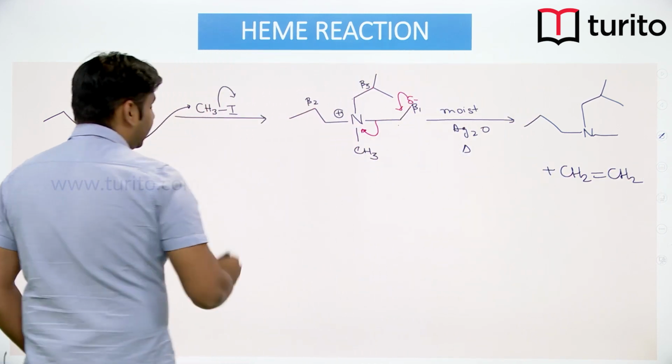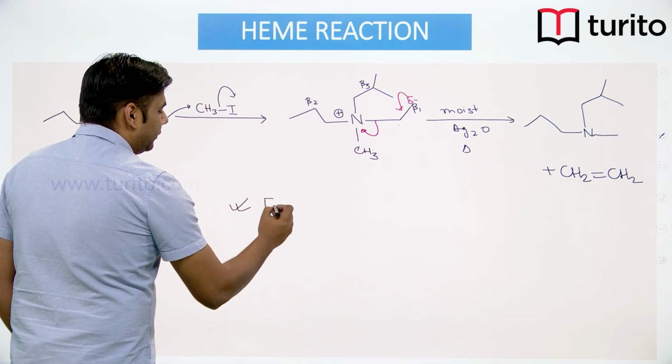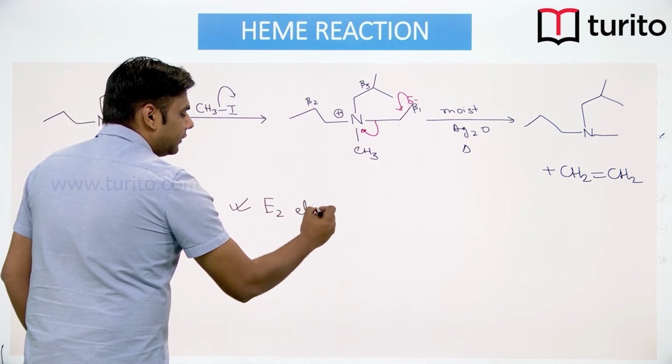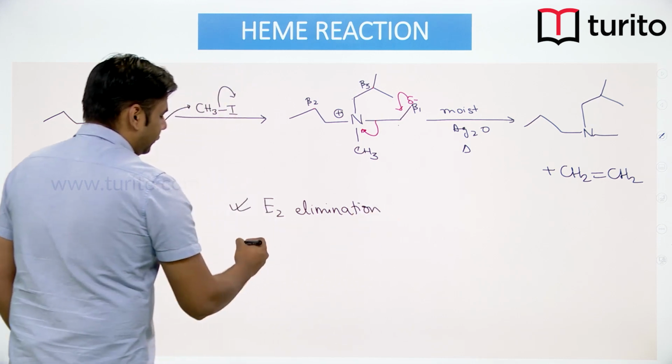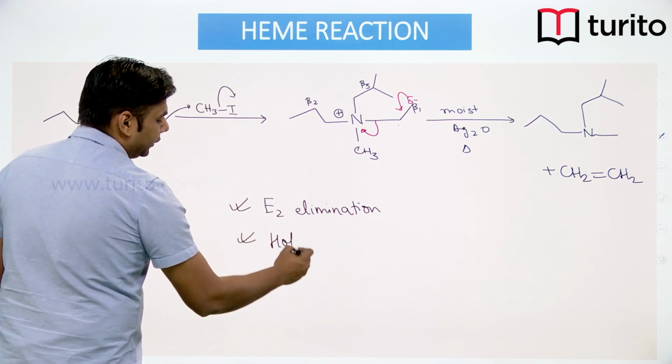So we will say that this is an example of an E2 elimination with Hofmann product as the major product. Okay, so Hofmann product is the major product over here.